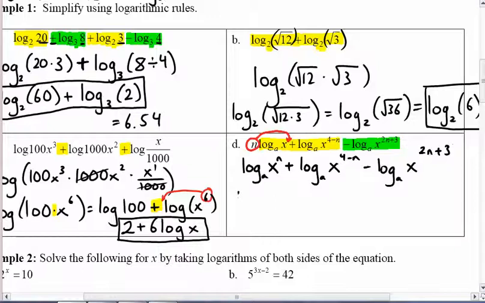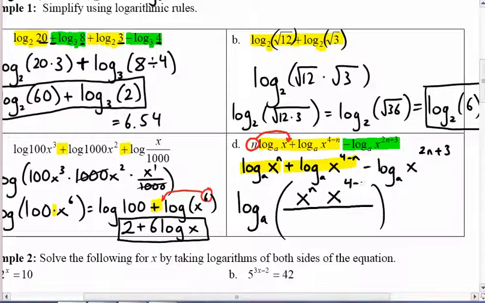So now they all have the same base, so I can make them into one big logarithm. Okay, and anything that's being added, these two terms, is going to turn out on the top of my fraction. So the x to the n and the x to the 4 minus n will be multiplied together. And anything that's being subtracted is going to be on the bottom of the fraction, the x to the 2n plus 3. Okay, so just looking at the arguments of the log, what's inside of the logarithm.